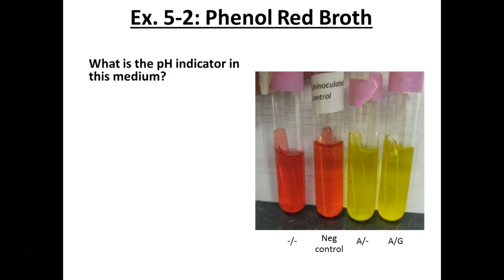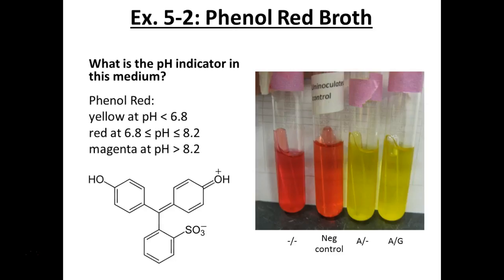So what's the pH indicator in the media? What is it? It's the name of the test. Phenol red, right? For this one, 6.8 will turn it yellow. So just a little acidic will turn it yellow. At 8.2, it'll turn that really bright magenta pink color.